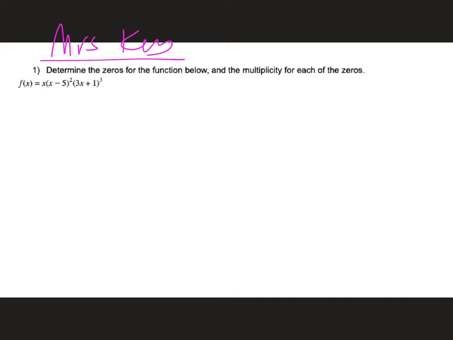Mrs. Key. Determine the zeros for the function below and the multiplicity for each of the zeros. So for the zeros, take each expression. First one's x equals 0. X minus 5. I don't need those parentheses, I can get rid of those. So take each expression, set it equal to 0.